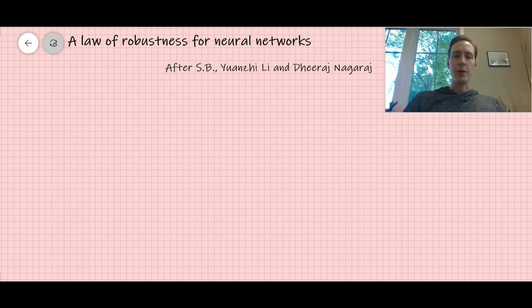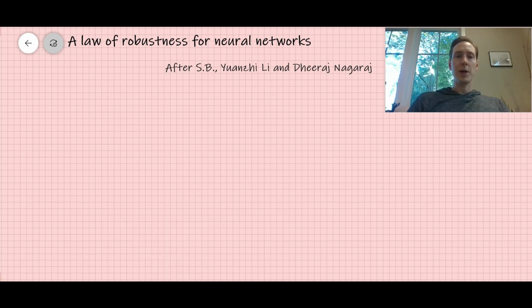Hey everyone, today I'm going to tell you about an intriguing conjecture that came up while we were thinking about how to make neural networks more robust. This is joint work with my longtime collaborator Yuanzhi Li and my intern from last summer, Dheeraj Nagaraj, who is a student at MIT. All right, so let me jump right into it.